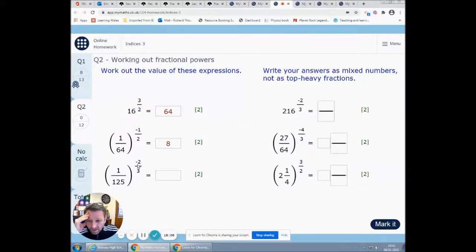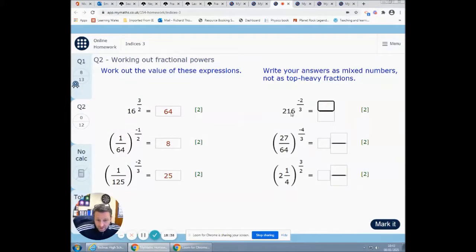This one here, again, let's deal with the minus first. So that reciprocates what we have. Reciprocate 1 over 125, and you're just left with 125. That's got rid of the minus. Now let's do the cube root. The cube root of 125 is 5. And now let's square that answer. 5 squared is 25. Right, nearly there.